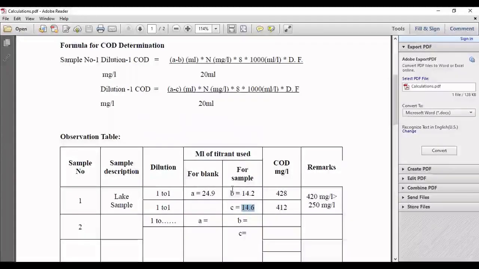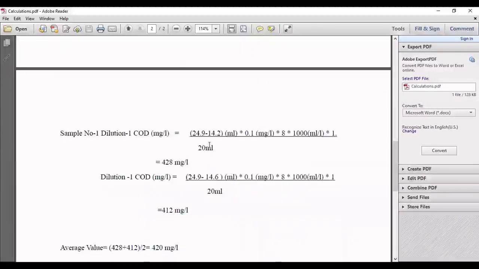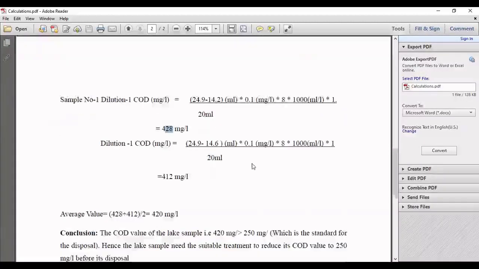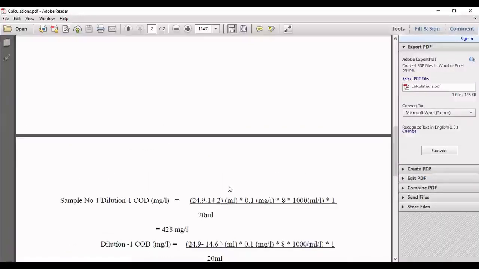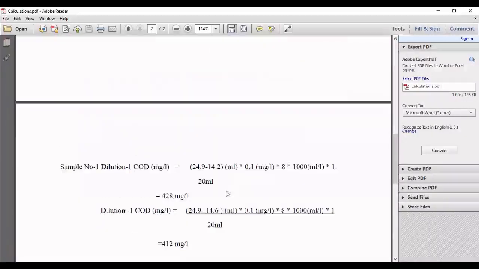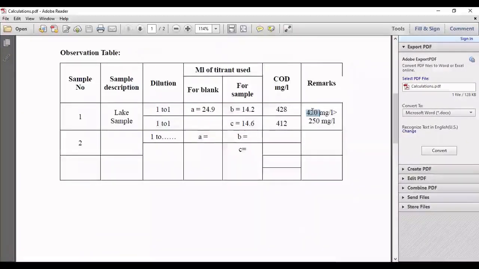Putting these values into the formula, we'll be getting the further values. So substituting the values, 24.9 minus 14.2 into normality, that is 0.1, into 8 into 1000 divided by 20 is equal to 428 for the flask B. Similarly, for the flask C, substituting the value 14.6, we get a value of 405. As these are for the same sample and the same dilution, we can take the average, and we get the average value of COD for the sample under consideration as 420 mg per liter.